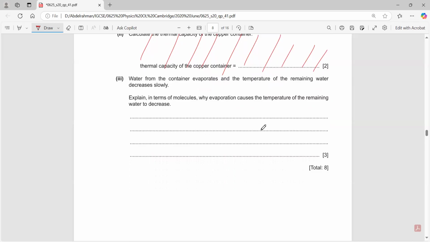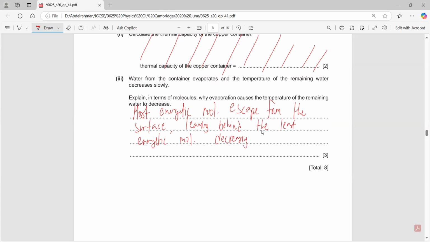We know evaporation. What happens during evaporation? The most energetic molecules escape from the surface, leaving behind the least energetic molecules, causing a decrease in the average temperature.